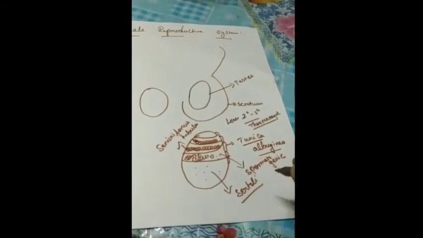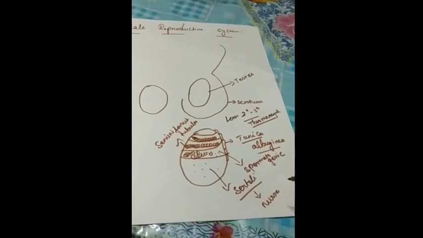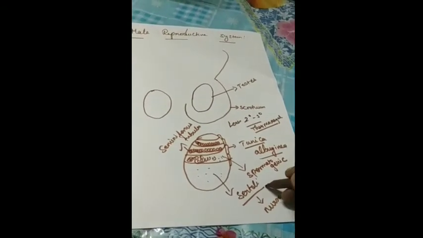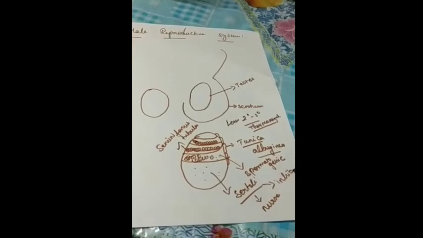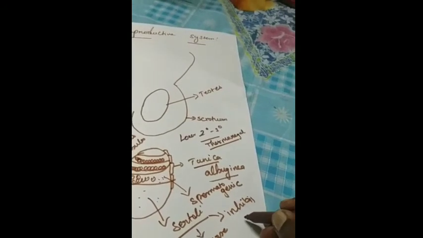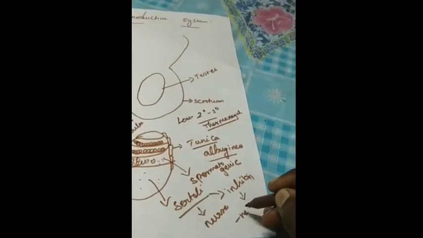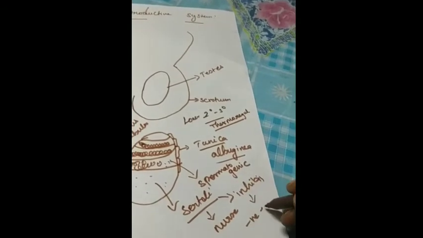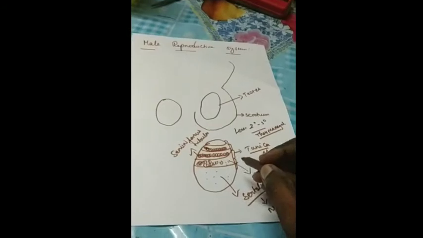What is the role of the Sertoli cells? They provide nourishment to the sperm cells, and they secrete the hormone inhibin. What is the role of inhibin? Its main function is the negative feedback mechanism of spermatogenesis. Okay, so now we understand the testis.